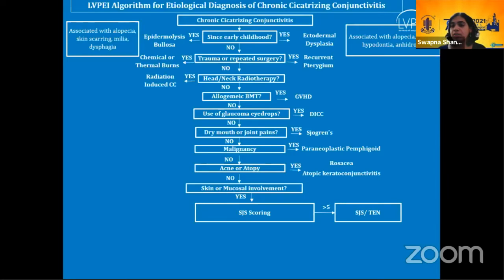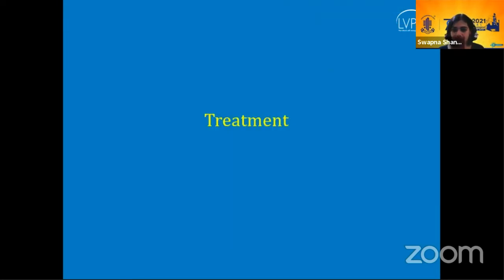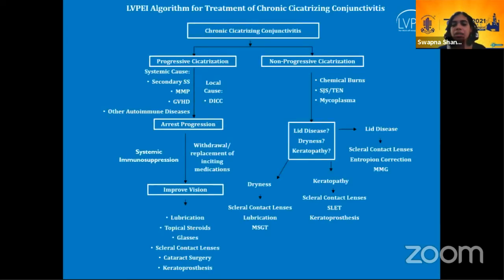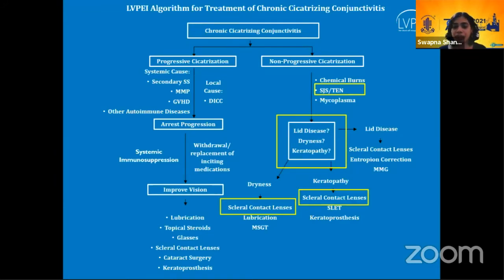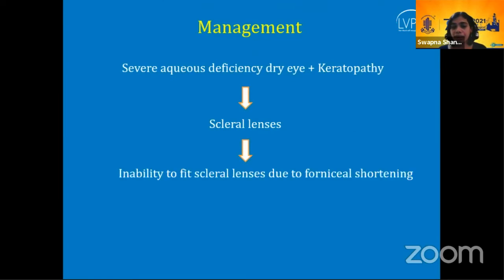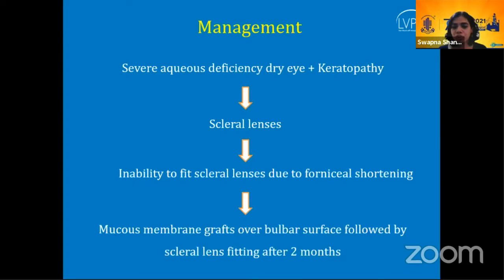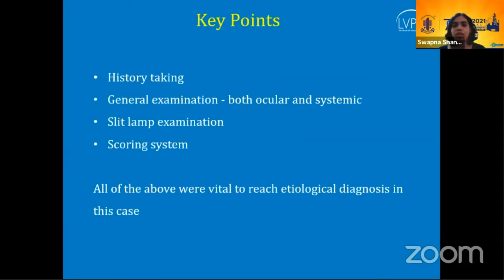Now, because she has Stevens-Johnson syndrome, we do not do a conjunctival biopsy in these cases unless there is a clinical suspicion of something else happening. And at the same time, what is the treatment algorithm? Because she did not have lid margin keratinization, we did not do a lid margin MMG, but she has dryness and keratopathy, for which we do give scleral contact lenses. We were unable to fit scleral contact lenses in this eye because of fornicial shortening, and that's why we did mucous membrane grafts over the bulbar surface. Then there was scleral lens fitting after 2 months, and now the patient is very comfortable.